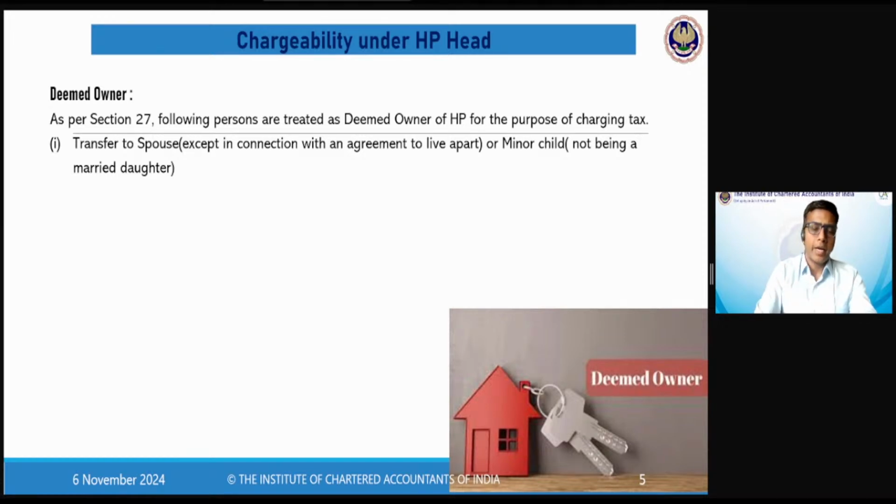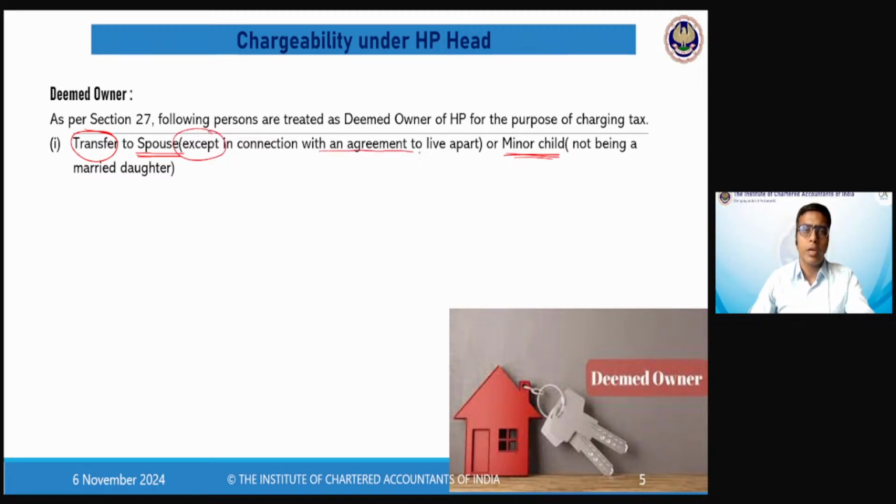So, if I have transferred any house property either to my spouse, that is, in my case, my wife, or to my minor child, and this is transferred except in connection with an agreement to live apart, that is, not because of divorce. And in case of a minor child, it is not given to my married daughter. Now, practically today, minor and married will not go hand in hand. So practically this point will not come into picture in real life, but it is already there in the law.